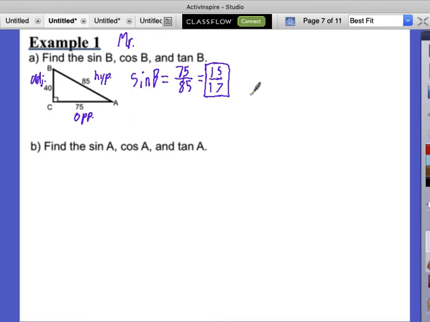Wait, so do we even need the 15? It's our answer. For sine of angle B, because sine is the opposite leg over your hypotenuse leg. 75 over 85, which simplifies to 15 over 17. So that's our answer for sine of angle B. Wait, okay, I think I did my notes wrong.